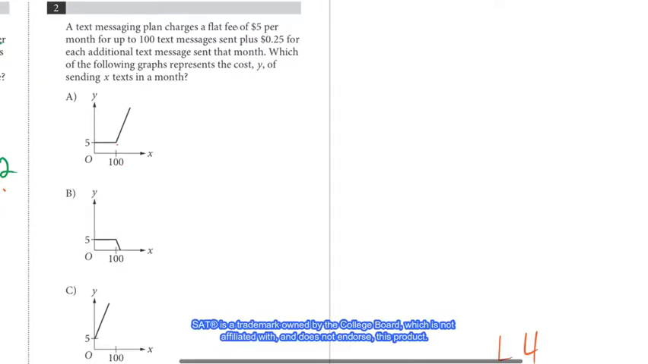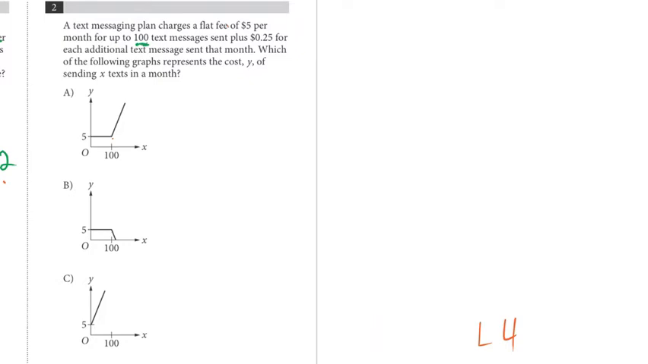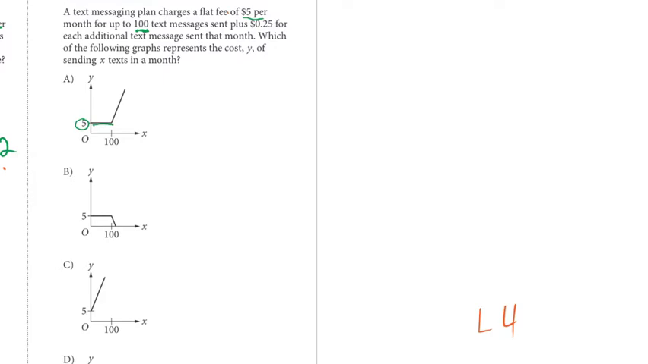Let's look at the graphs below, and let's look at the pertinent, important information here. So for the first 100 text messages, there's a flat fee of $5. So even if you do any amount of text messages up to 100, like answer choice A, it's always going to be $5 for the first 100. So that should be a straight line for all the answer choices. And A is correct on that part.